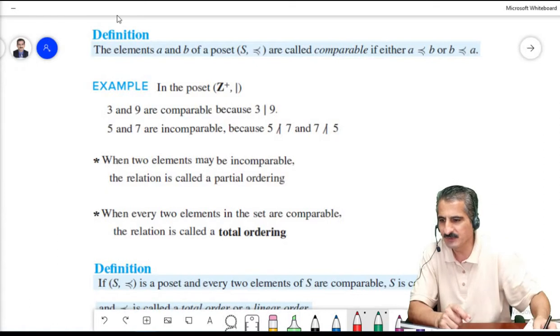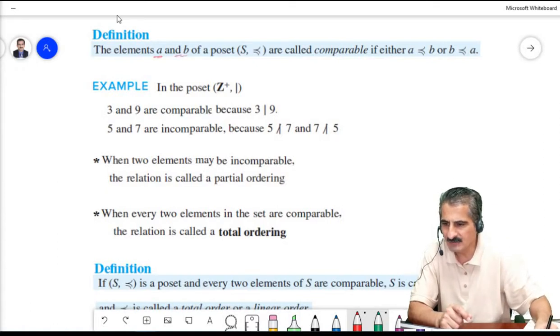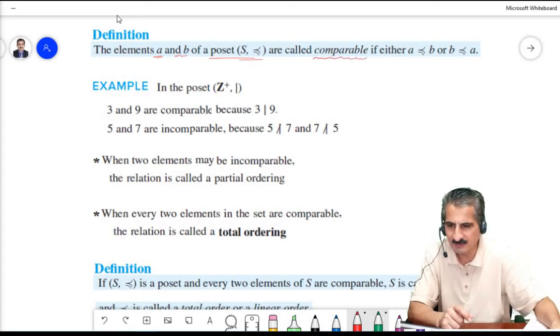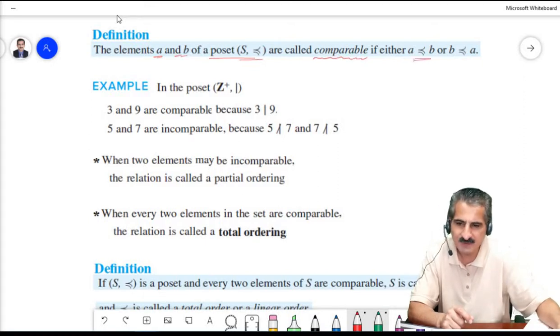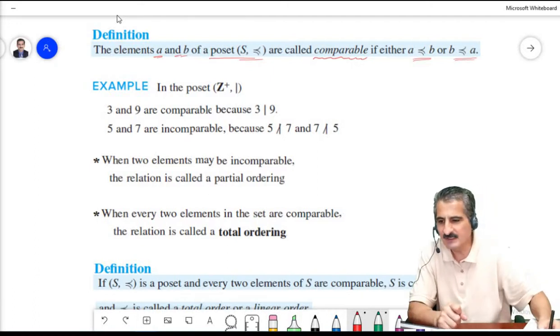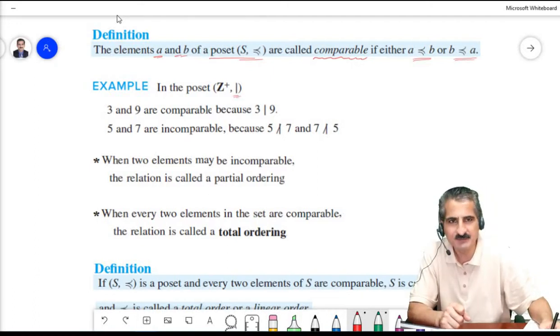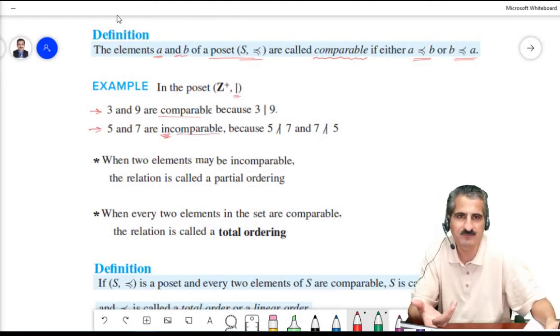So two elements, A and B, in a partially ordered set are called comparable if either A is less than or equal B or B is less than or equal A. In this example, in the divisibility relation, 3 and 9 are comparable because 3 divides 9. But 5 and 7 are incomparable because neither 5 divides 7 nor 7 divides 5.